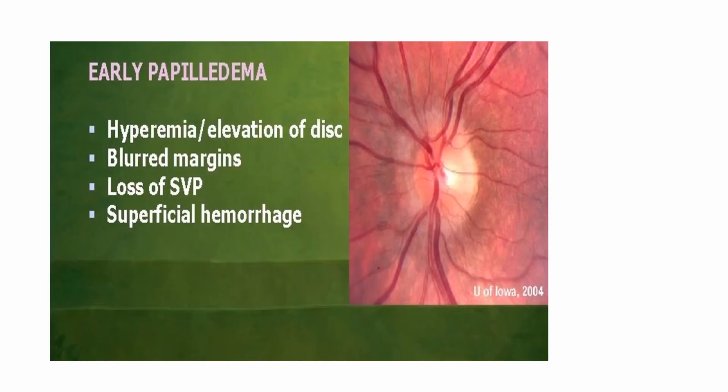Now the early papilledema. In early papilledema, there is hyperemia of the optic disc along with mild elevation of the optic disc, and the disc margins are comparatively blurred. Loss of spontaneous venous pulsation, and there can also be superficial hemorrhage, but here there is no hemorrhage.